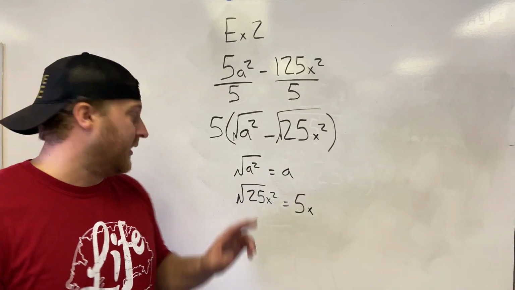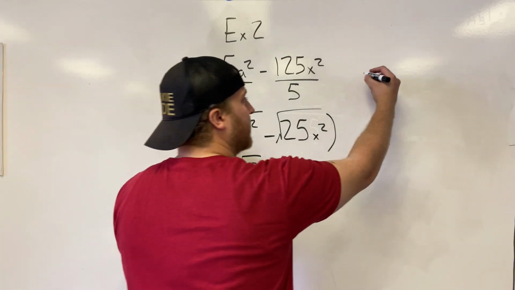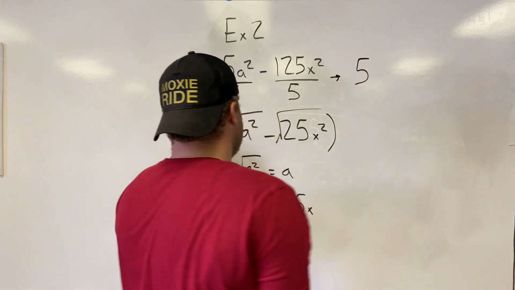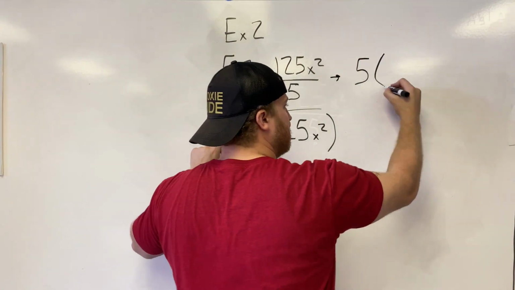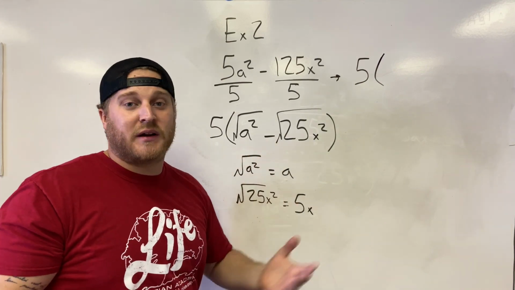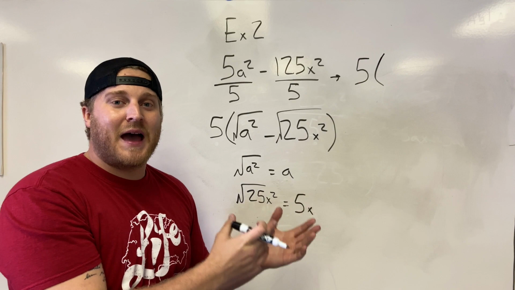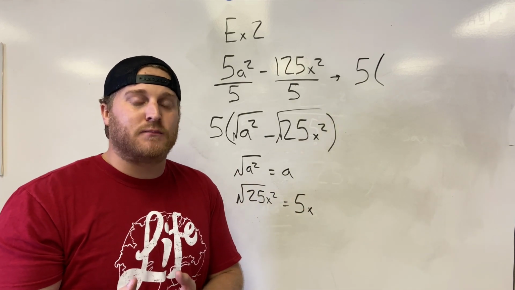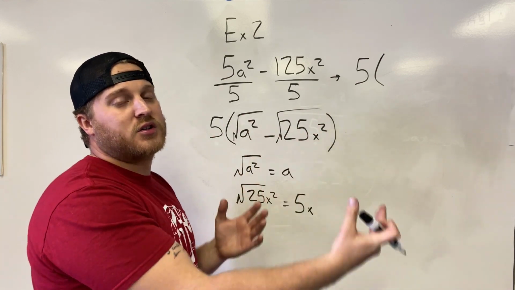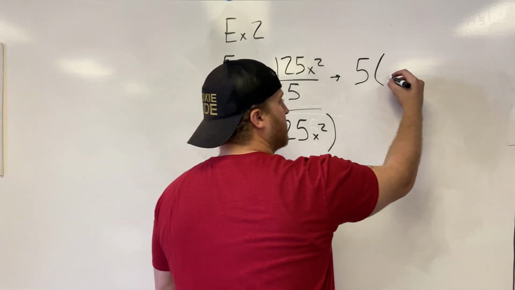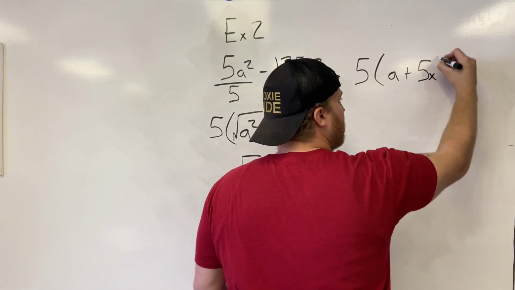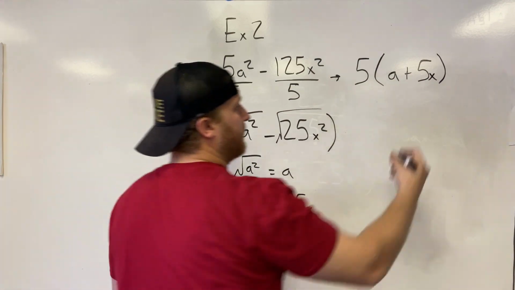So to write our final answer, we cannot forget about this 5. So we're going to start our answer with 5. And then we're going to start our parentheses, and we're going to use these two terms. Now I'm going to use addition for the first term because remember, one of the binomials has to be adding, one of the binomials has to be subtracting. So I just always start with adding. You can start with either one as long as you have one of each. So this first one's going to be a plus 5x, and then we're going to start our second parentheses.